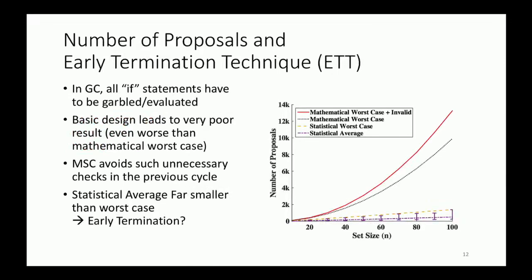As I mentioned, the worst case scenario for the algorithm is n squared. But due to the invalid proposals that we have in the GC protocol, we actually have even worse than the mathematical worst case of the algorithm when run in the GC protocol. We have also done some statistical analysis on the average number of proposals. And as you can see, it scales linearly instead of n squared with the number of participants, or set size.